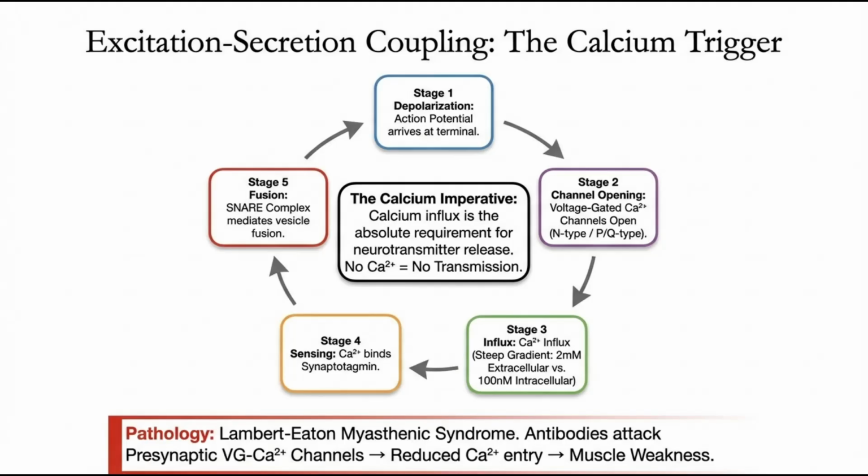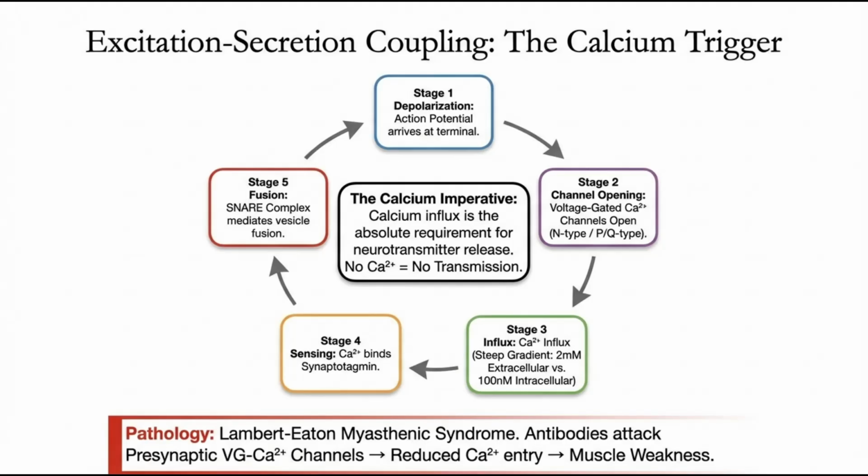SNAREs, those are the proteins that act like twist ties, right? I've heard that analogy. Think of them more like a winch or a zipper. You have v-SNAREs on the vesicle and t-SNAREs on the target membrane. They twist together, they interdigitate, pulling the vesicle closer and closer to the cell membrane. But they are stalled just before fusion. Waiting for the signal. Right.